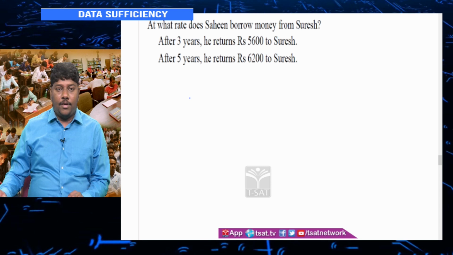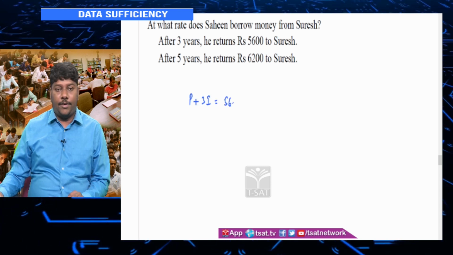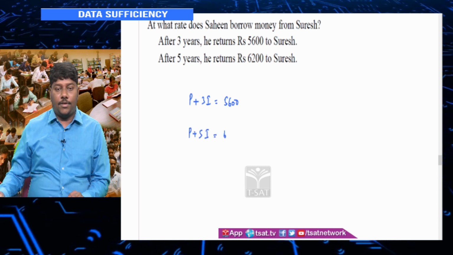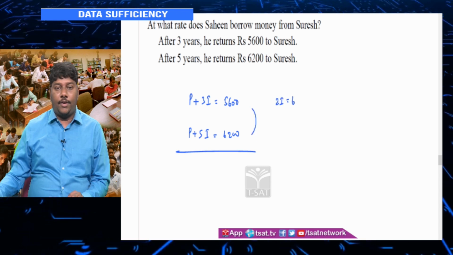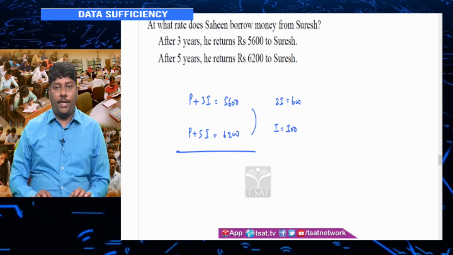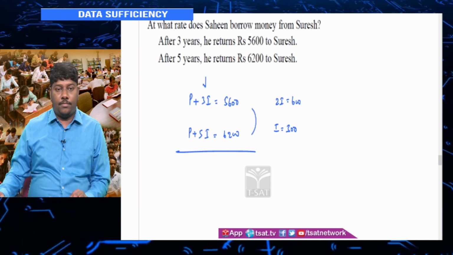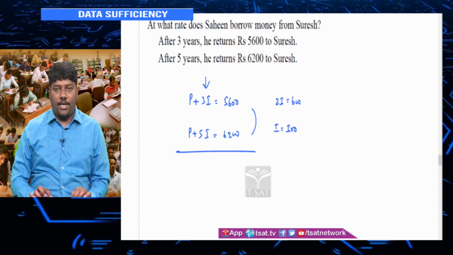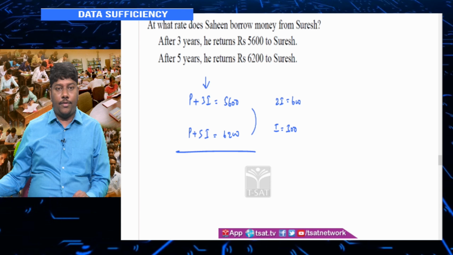So principal plus 3 years of interest is how much? 5,600. Principal plus 5 years of interest is how much? 6,200. Therefore 2 years of interest is 600, so interest per year is 300. If you substitute, you will get the principal and also the rate. I don't need to find out the rate, but it is possible to find it out if you combine.